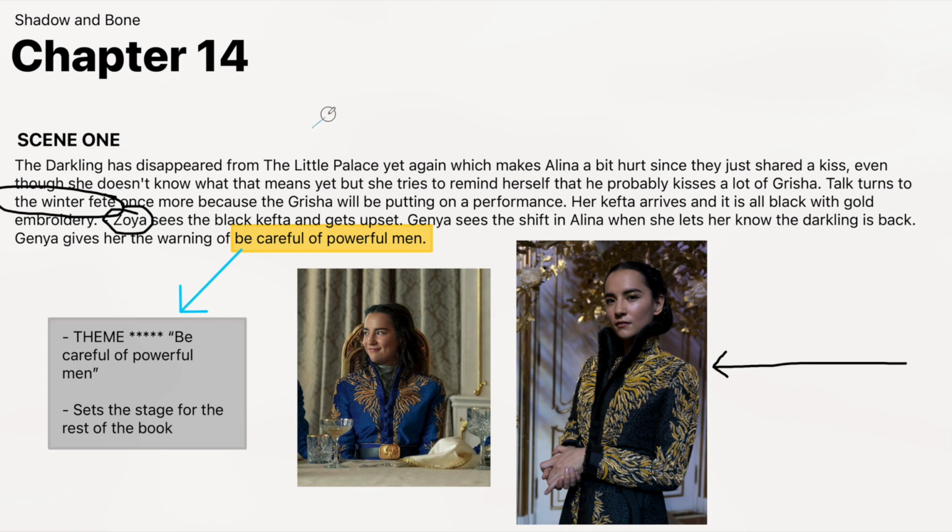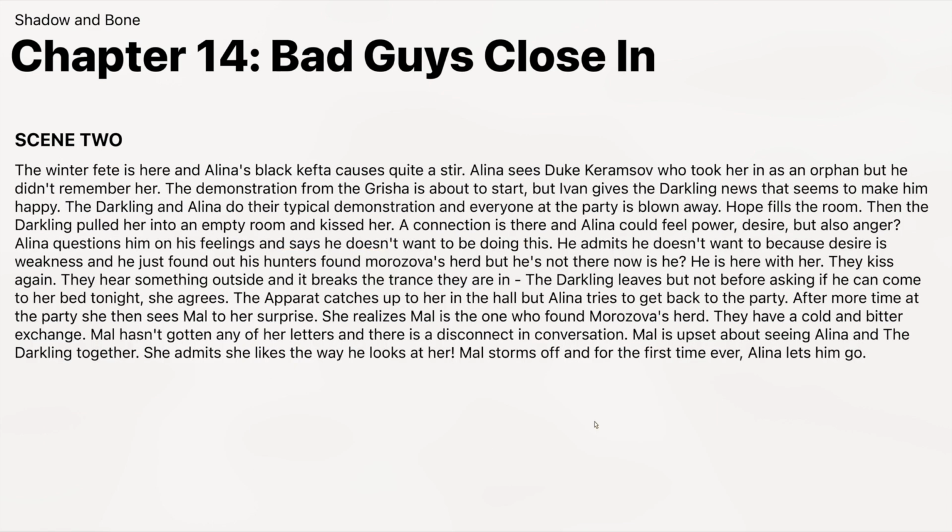If we have a stereotypical visual of what a book looks like, and this was chapter 12 and this was chapter 13, we're about here now and we are gaining speed. We are picking up, rolling fast towards the lowest point of the book, the all is lost, the dark night of the soul. In scene 2, we start the beat of the bad guys close in. The Winter Fete is finally here. We've been building up to that for a couple chapters, and Alina's black kefta causes quite a stir.